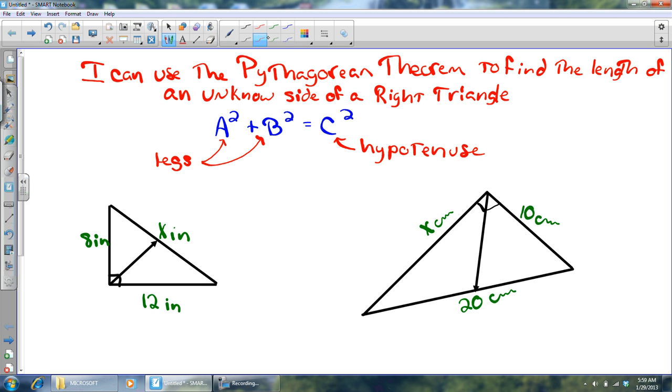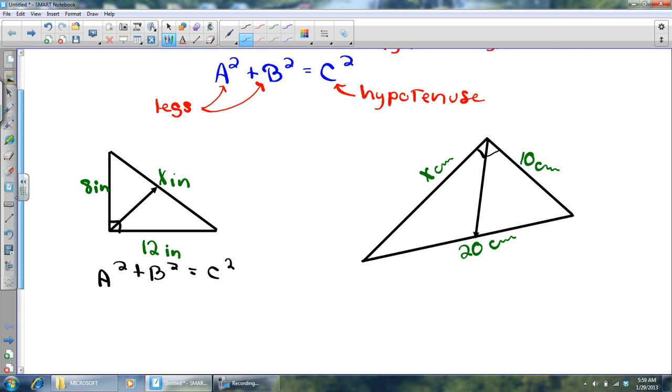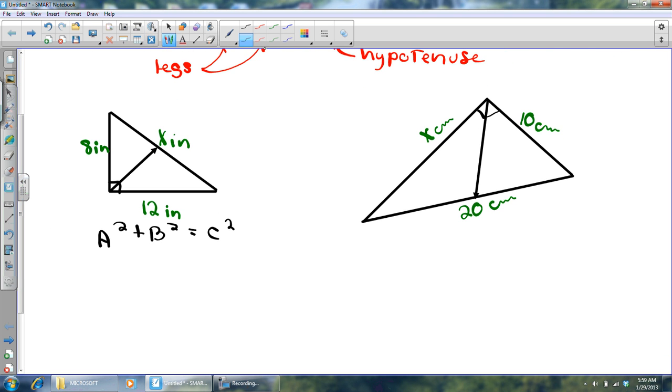This should be a review, so I'm not going to give a bunch of practice problems. But the first thing I'm going to do is write down a squared plus b squared equals c squared. I do this to make sure I don't make any silly mistakes. The first thing I'm going to fill in is my hypotenuse. In this case, my hypotenuse is unknown. Okay, so I have x squared equals 8 squared plus 12 squared.